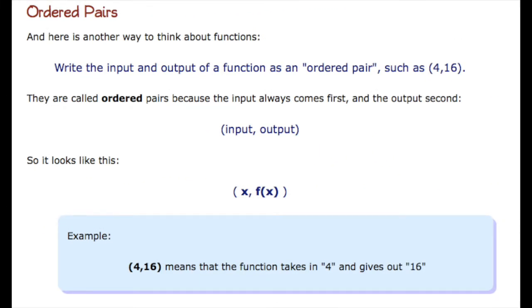And here is another way to think about functions. Write the input and output of a function as an ordered pair, such as 4 and 16. They are called ordered pairs because the input always comes first and the output is second. Inside the open and close parentheses, there is an input and an output, so it looks like x and f of x. For this example, we have 4 and 16, which means that the function takes in 4 and gives out 16.